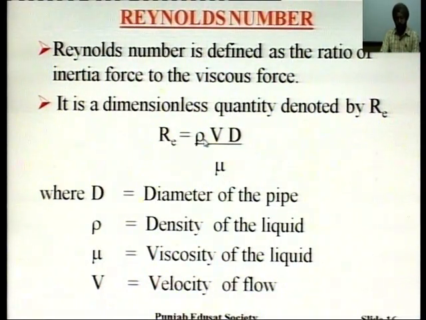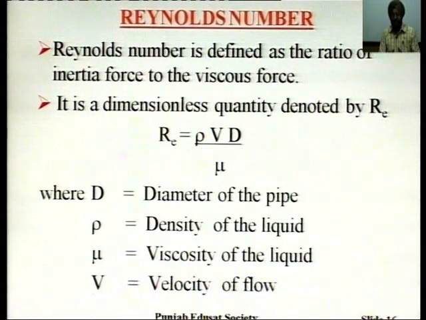So what is this rho here? We are already aware of this term. It is the density of the liquid. V is the velocity of the flow. D is the diameter of the pipe through which the water, or any fluid, is flowing. And lastly, this mu is the viscosity of the liquid. So this is the mathematical expression for the Reynolds number.